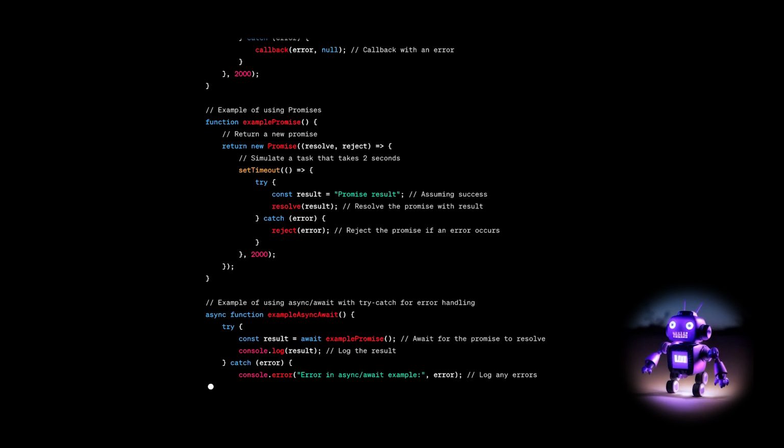How it works: inside example async await, we await the resolution of example promise. This tells JavaScript to wait until the promise settles, and then to proceed with the function, using the resolved value. If the promise rejects, the error is caught in the catch block, demonstrating effective error handling.